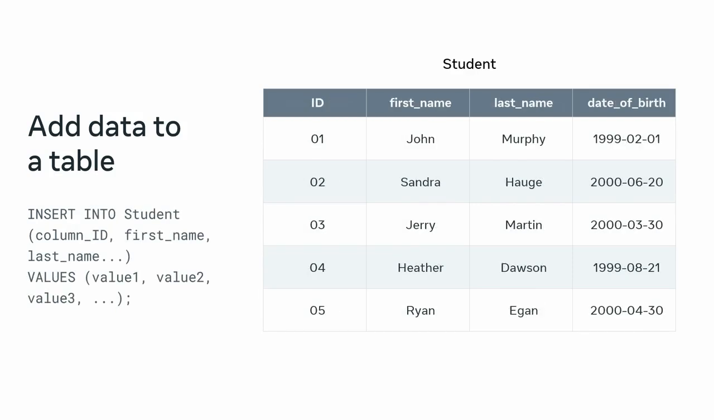As an example, let's add data to the student table in our college database. I'll use the student table I created earlier and add student data to it by specifying values for each of the following columns: ID, first name, last name, and date of birth, and then populate the table with the required data.